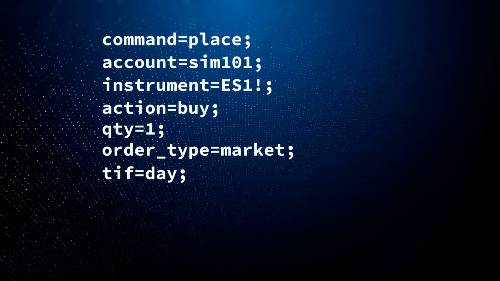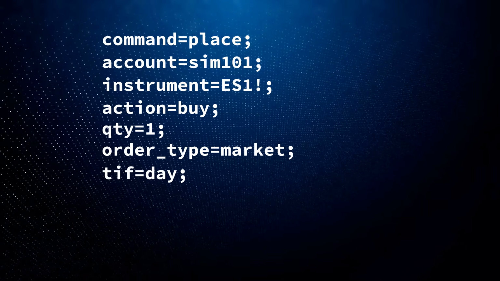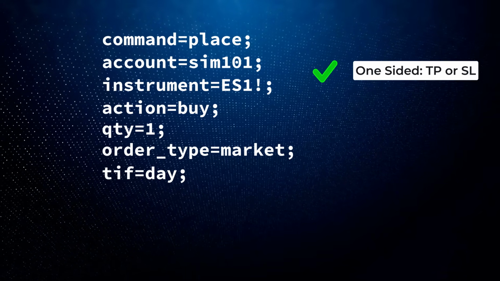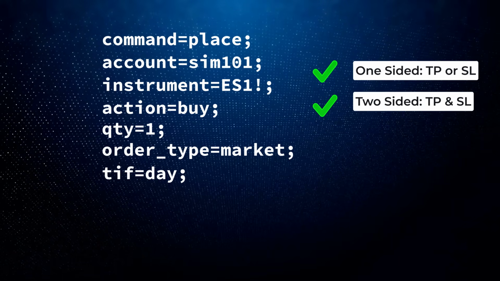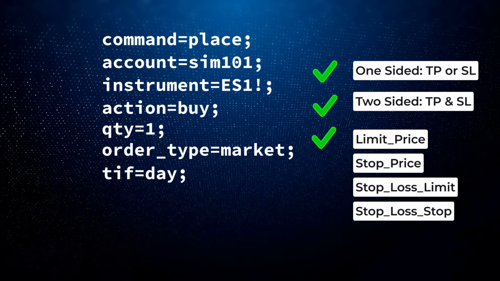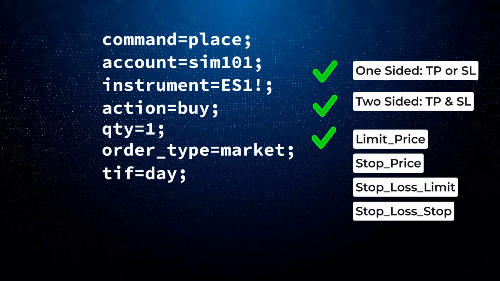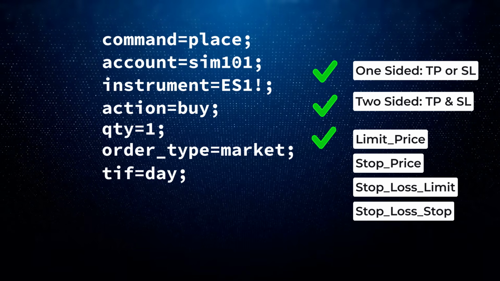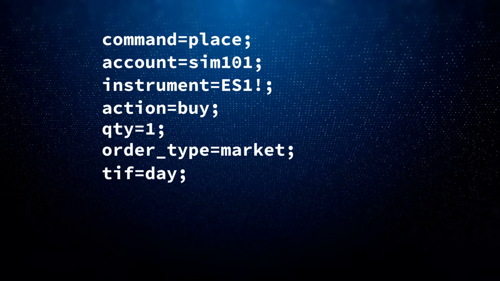Now let's cover using alerts to open bracket orders. You can open both one-sided and two-sided brackets around your entry using limits, stop loss, and stop enhancements. Let's unpack bracket orders one step at a time because this will really take your alerts to the next level.